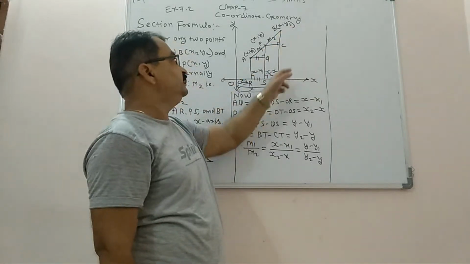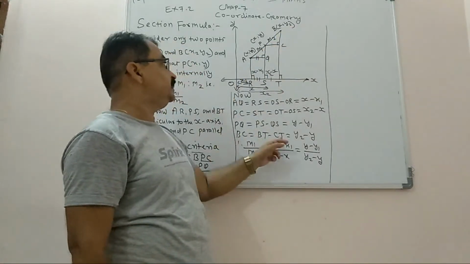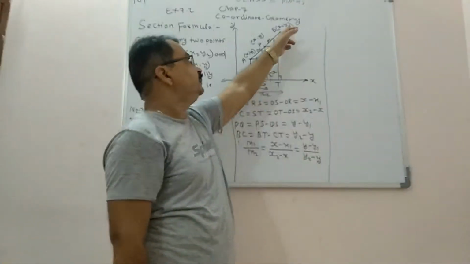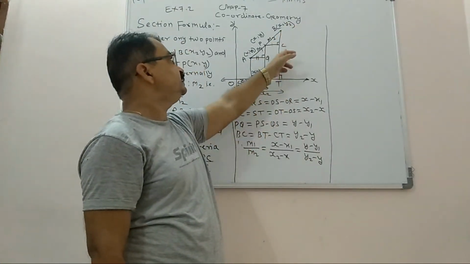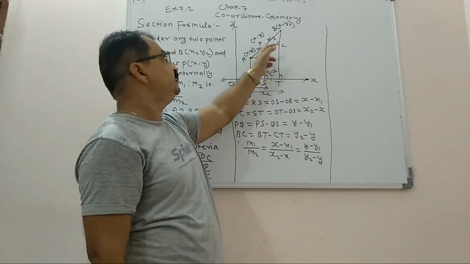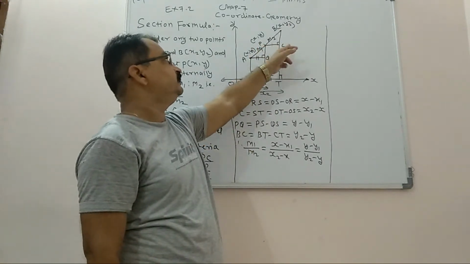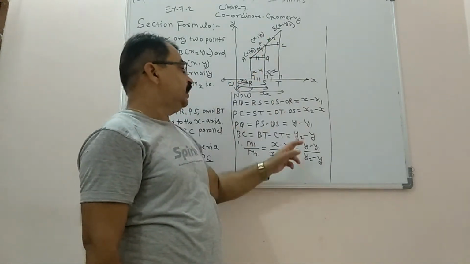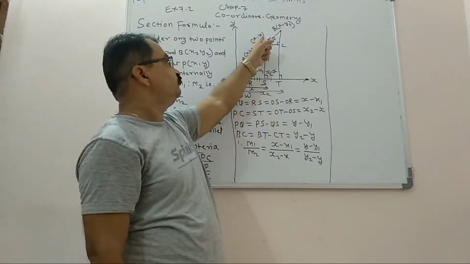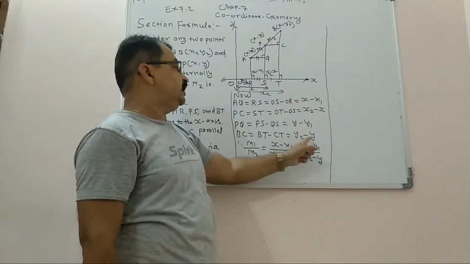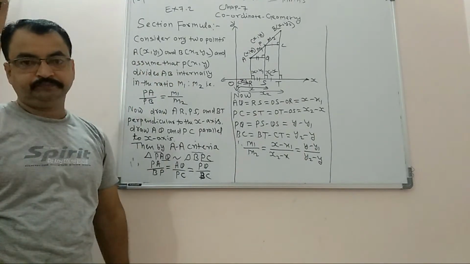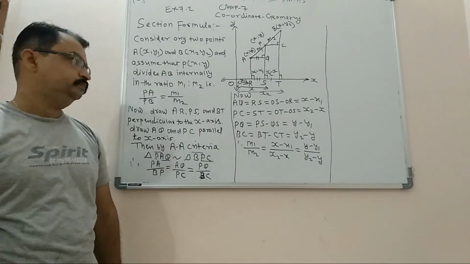This BC will be BT minus CT. So BT is y2, and the C coordinate, as it indicates the P coordinate, is y1. So y2 minus, sorry, the y coordinate, it is not y1, it is y. So y2 minus y. Clear?